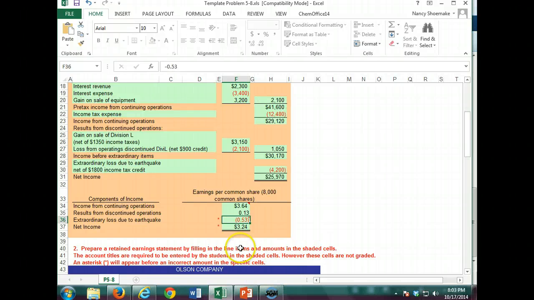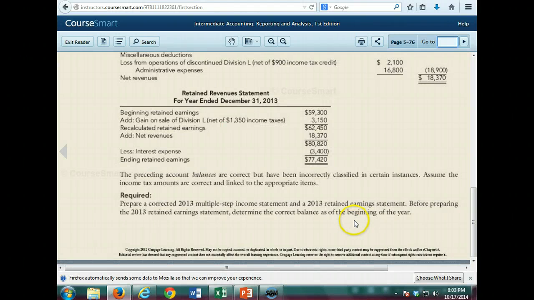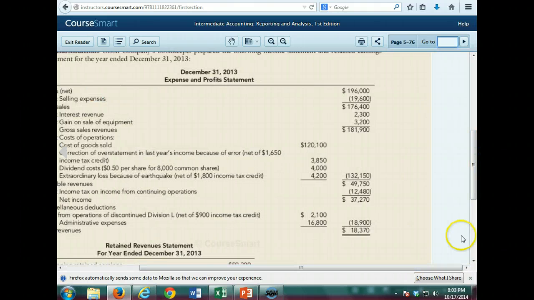Okay, any questions on this, guys? How are we doing? Are we happy? Yes. So let's go to the next problem. Is it 11 or 10? Problem 16? Yeah. That's the cash flow statement.